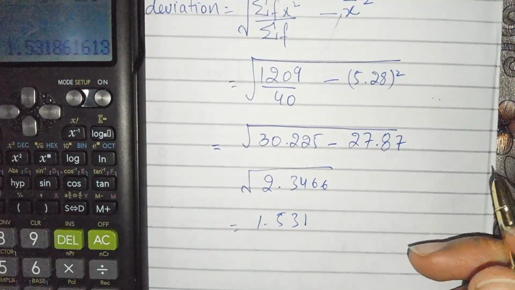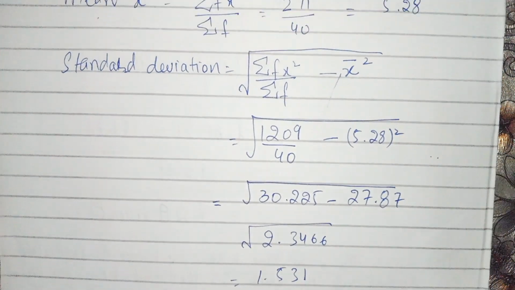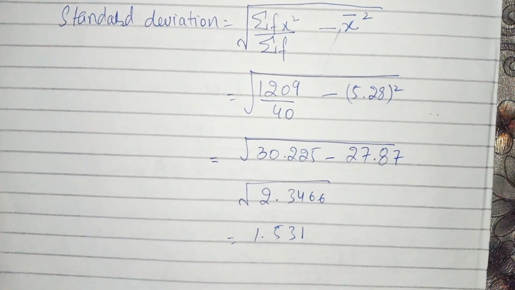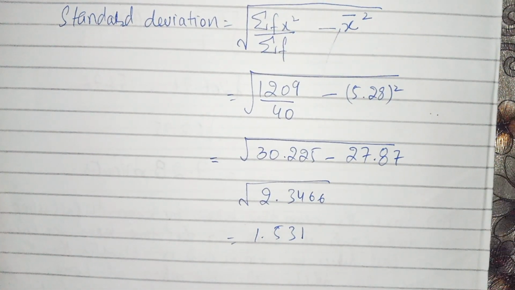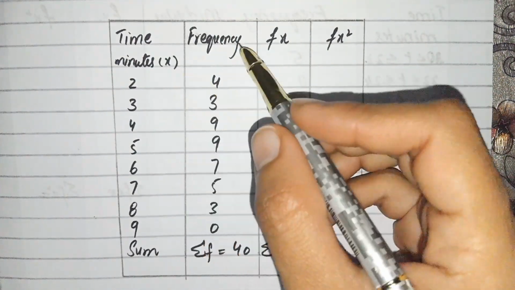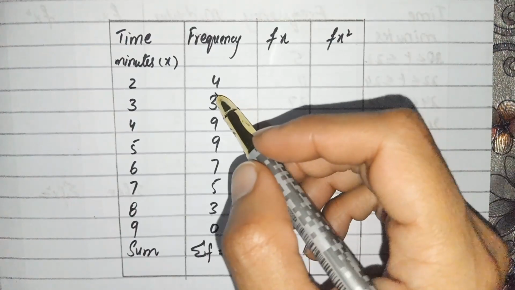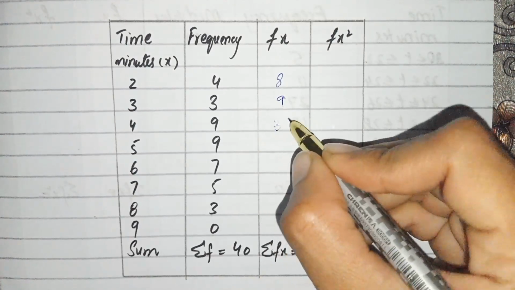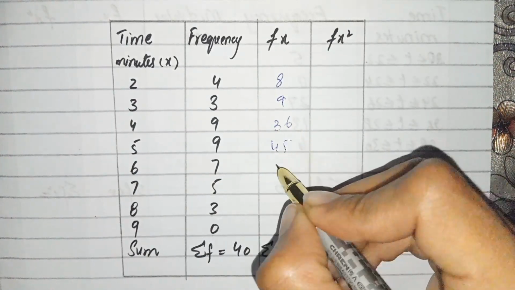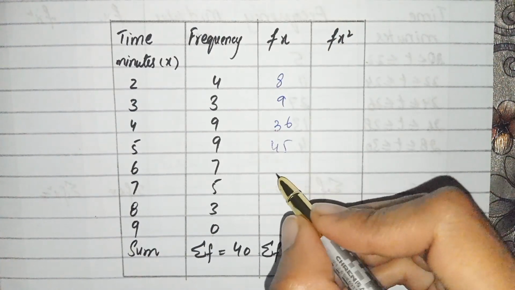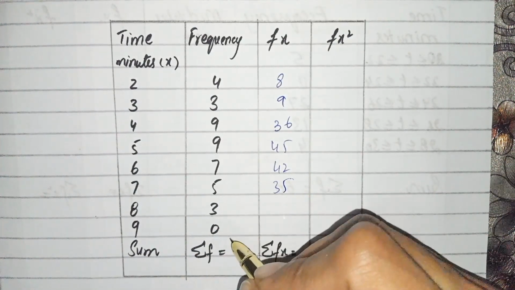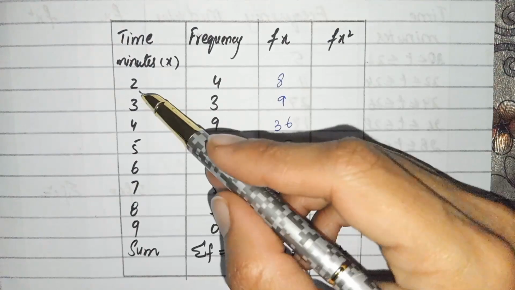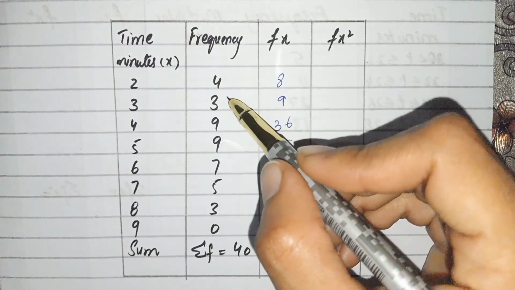Now students, these are the mean and the standard deviation for train A. Now we have to find them for train B. This is x, and this is the frequency f. By multiplying f by x, we get 8, 3 times 9, 9, 4 times 36, 9, 5 times 45, 7, 6 times 42, 7, 5 times 35, 8, 3 times 24, and 0. Now we have to take the square of this value and multiply by x.